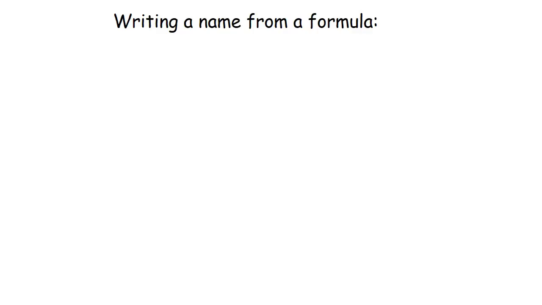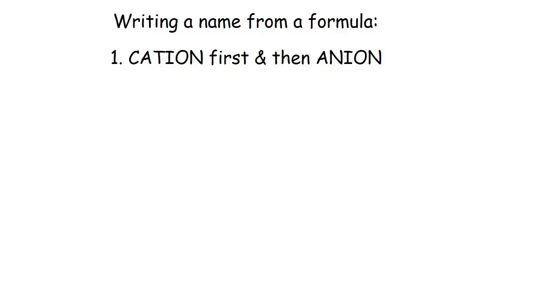Okay, so writing a name from a formula. The cation is always listed first. That's the positively charged ion. The anion is listed second. That's always true when you're writing the name. But it's convenient because that's the way we write the formula as well.